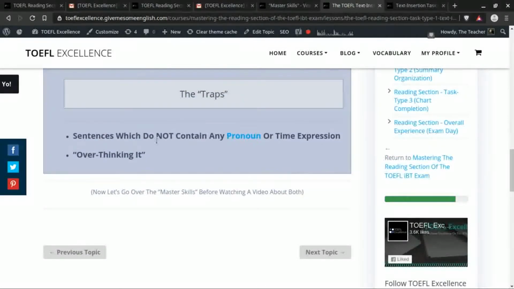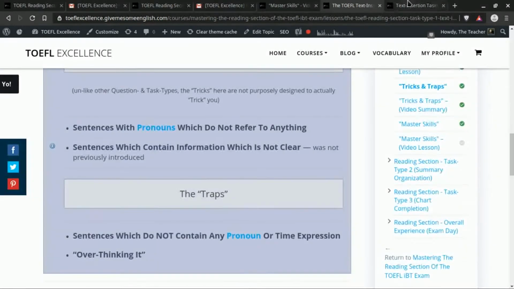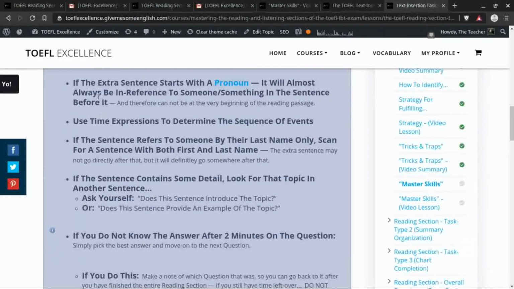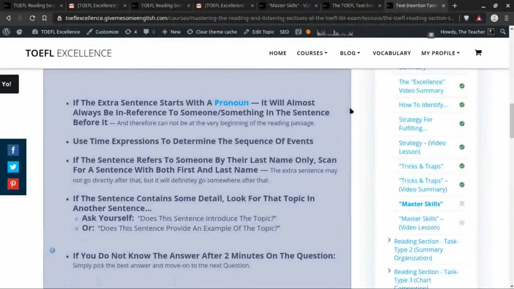The only thing as far as traps are sentences which do not contain any pronoun or time expression, because these are the two easiest ways to find where the extra sentence fits, and of course, overthinking it. So let's go to the master skills. First of all, if the extra sentence starts with a pronoun, as I mentioned before, it will almost always be referring to a sentence before it.